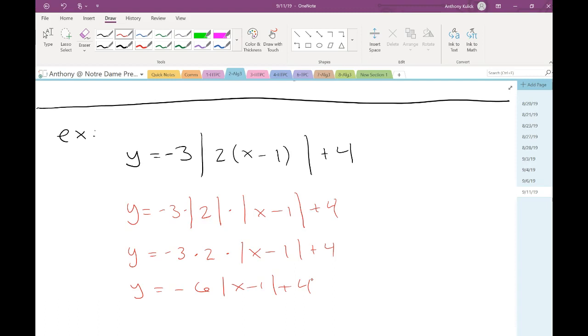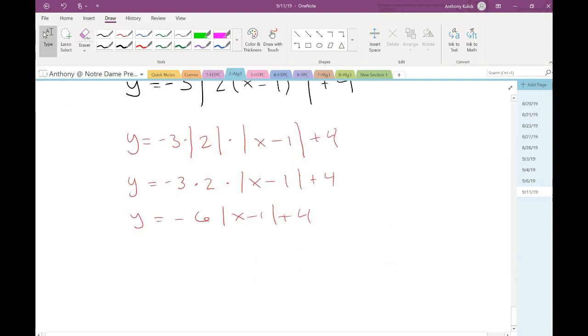Everybody okay there? What are my values for A, for H, and for K? What's my value for A? Close. -6. That's okay. The value for H? +1. Remember, the H's are always opposite of what they appear. And the value for K is 4.